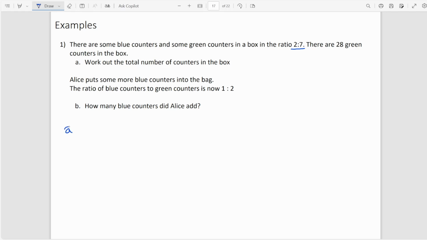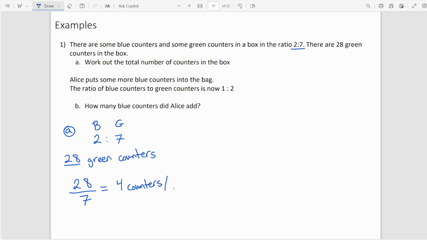Okay, so as for part A, I will go ahead and write my ratio. And this is blue, and this is green. And I know that I have 28 green counters, okay? I can use this 28 to actually find what each part of this ratio represents. I will divide 28 of the green counters by 7 parts for the green. And this gives us 4. So 4 counters per part.